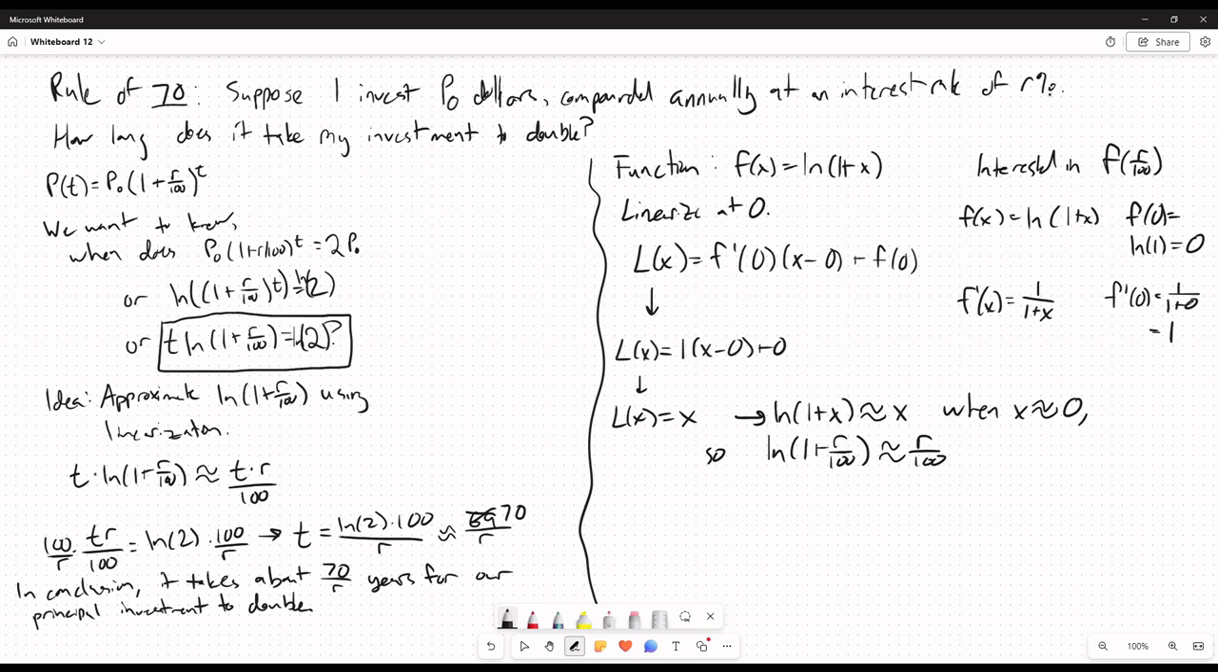And that's exactly what the rule of 70 says: if you have the interest rate and you're interested in how long it takes to double, you don't necessarily need to solve this complicated equation here. You just need to do 70 divided by your interest rate, and you'll get something that's in the ballpark of the doubling time for your investment. So there you go. There is a relatively easy way to calculate how long it takes an investment to double, and we did that using linearization of functions, which is a calculus skill.